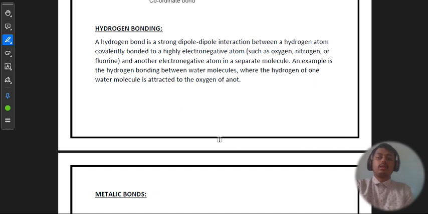Now next is the hydrogen bond. A hydrogen bond is nothing but a bond of a hydrogen atom with respect to its electronegative partners. A hydrogen bond is a strong dipole-dipole interaction between a hydrogen atom covalently bonded with a highly electronegative atom such as oxygen, nitrogen or fluorine. Or the electronegative atom can be of a separate molecule also. An example of hydrogen bonding is between water molecules, where the hydrogen of one water molecule is attracted to the oxygen of another.